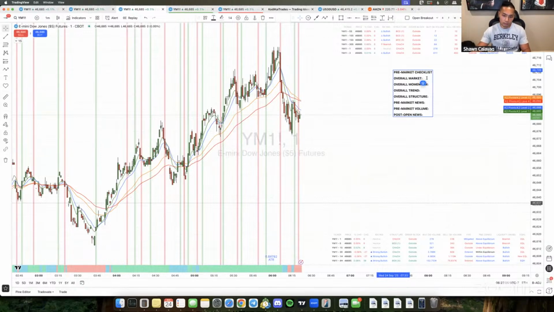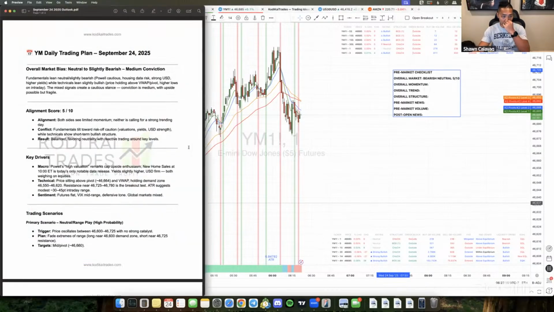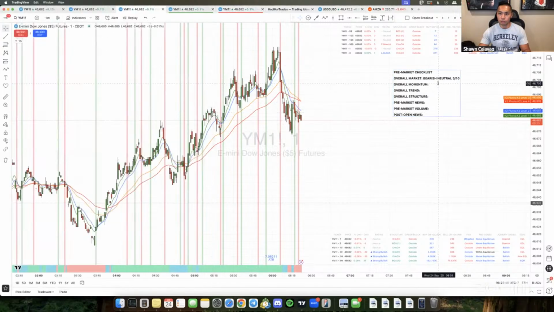Overall market is bearish neutral. It's a 5 out of 10 score. We have that over here. Overall market bias is neutral, slightly bearish, medium conviction. Fundamentals lean neutral, slightly bearish due to the news from Powell, housing data, and strong USD higher yields. While technicals lean slightly bullish, with price holding above VWAP and higher lows on the intraday, the mixed signals create a cautious stance. So with that being the case, we have a bearish neutral overall market bias for the day.